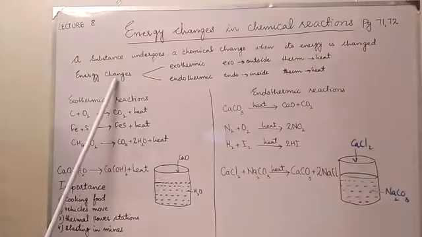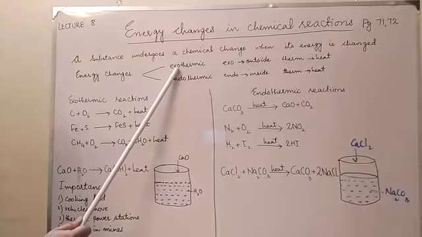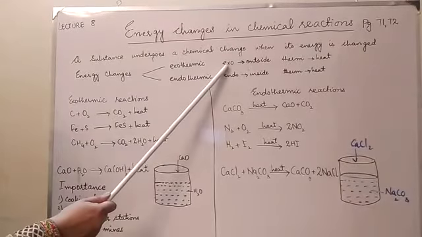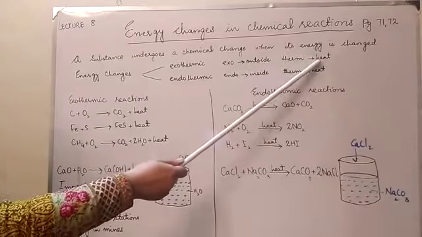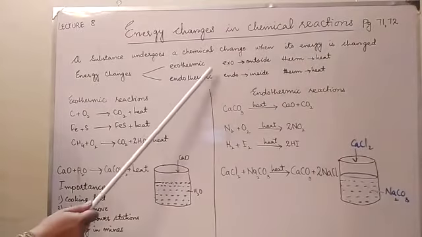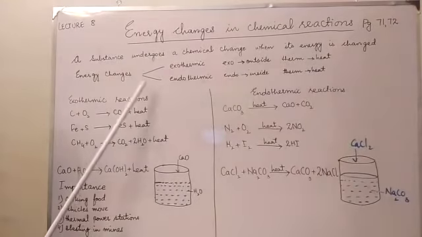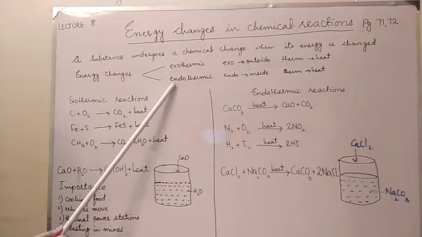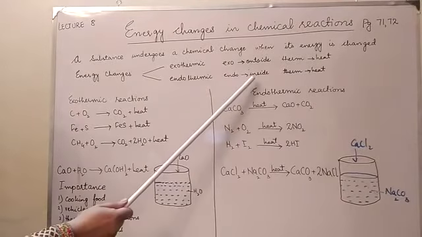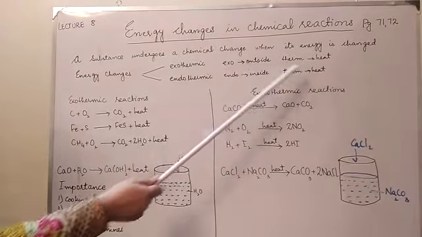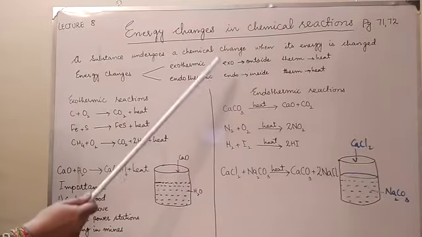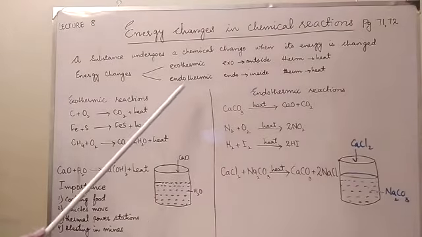These energy changes are of two types: exothermic. Exo means outside and therm means heat. These are the reactions in which heat is given out. And endothermic reactions. Endo means inside and therm means heat, when heat is absorbed during a chemical reaction.